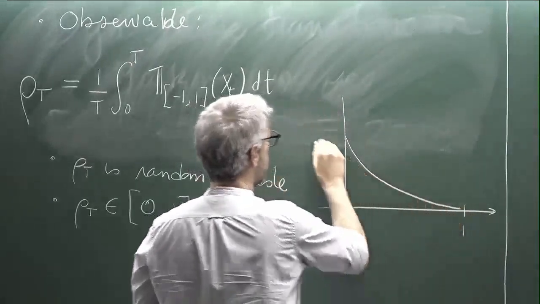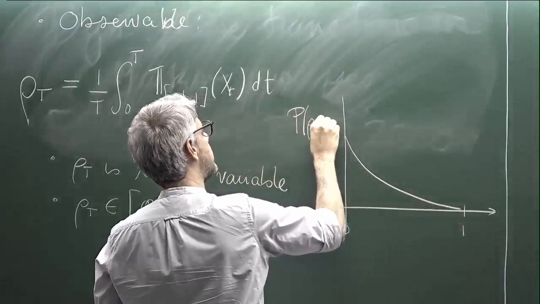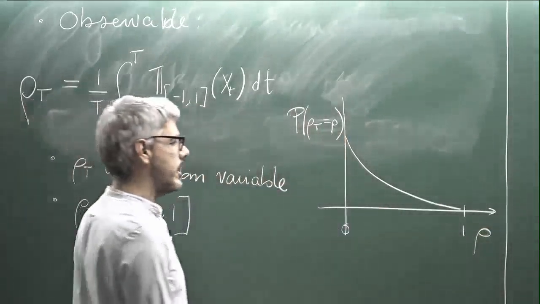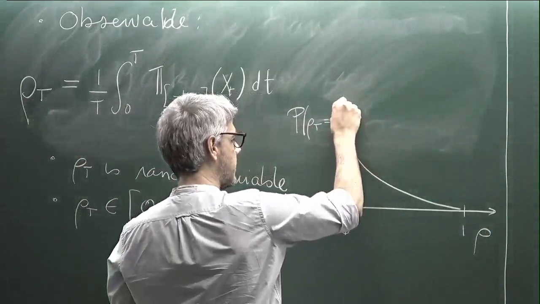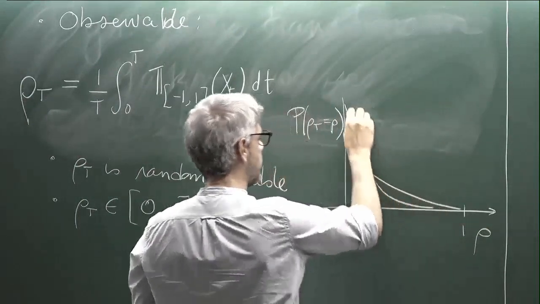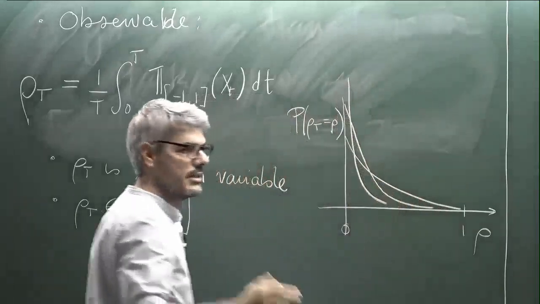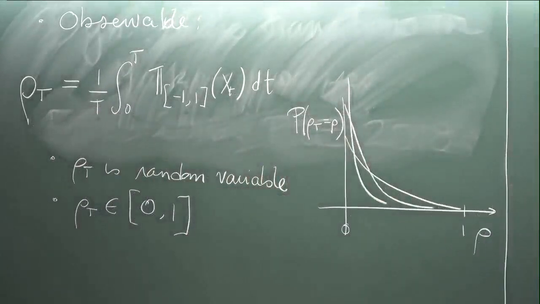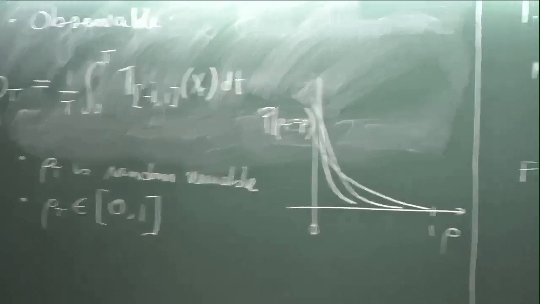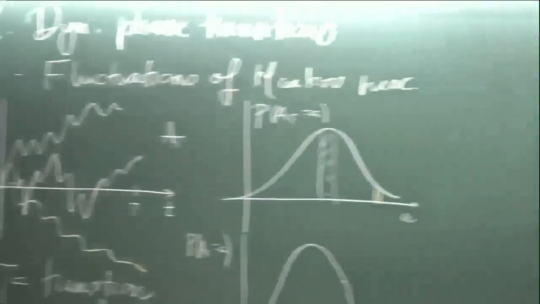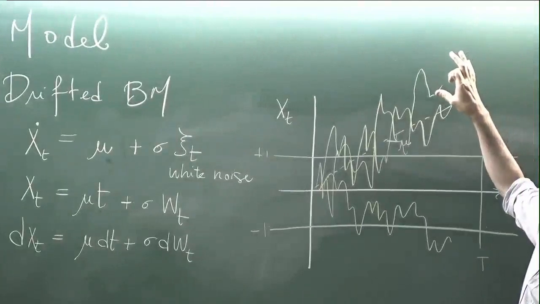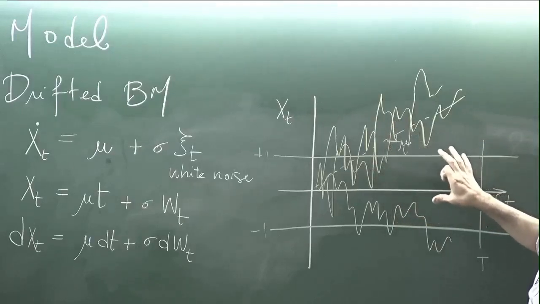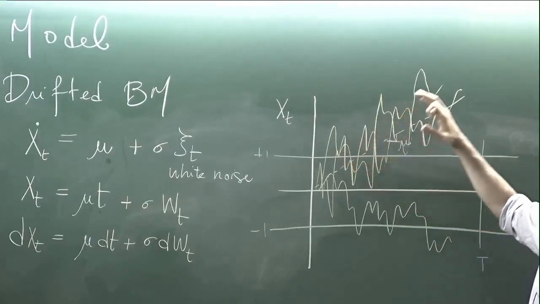For a certain integration time, this is the probability that rho t is equal to rho, and this will be the values for your fraction, occupation fraction. This is for a particular time. If you take an integration time that's slightly longer, you get something like this, and then slightly longer, so you take something like this. So as time goes to infinity, it sort of concentrates onto zero, and the reason why it concentrates to zero is because the motion, the drifted Brownian motion, escapes to infinity because of the drift. So it's very unlikely that the process will stay for any amount of time in the interval. The natural tendency of the process is to go away from the interval.